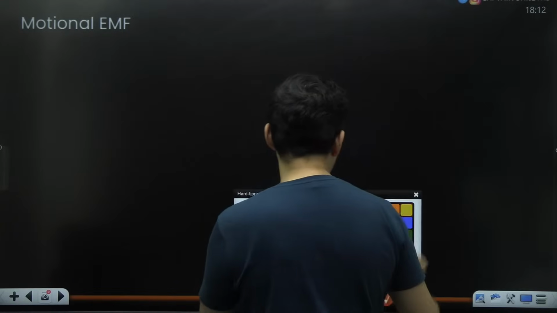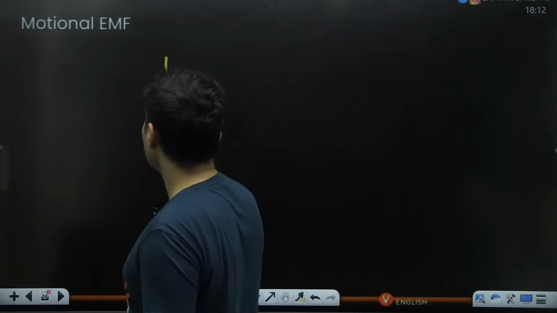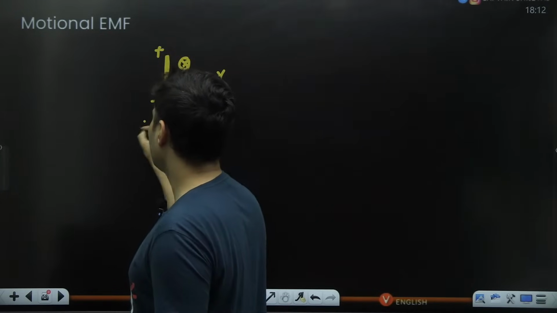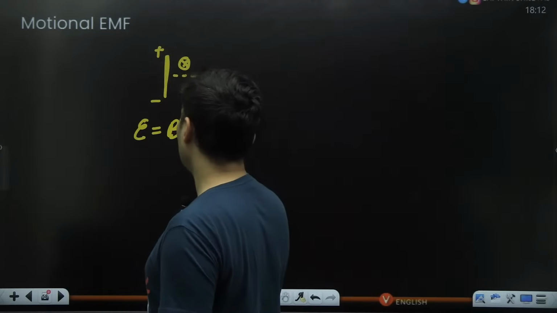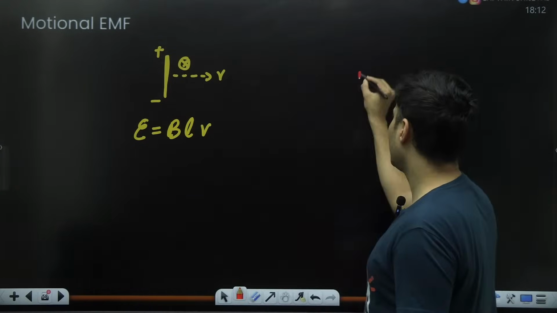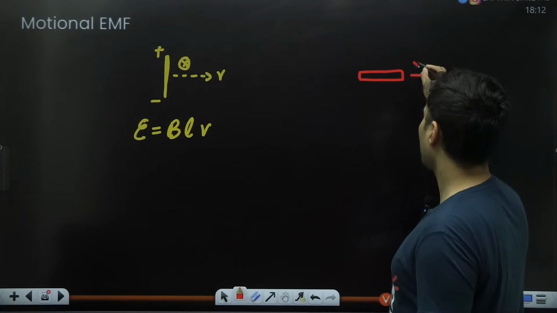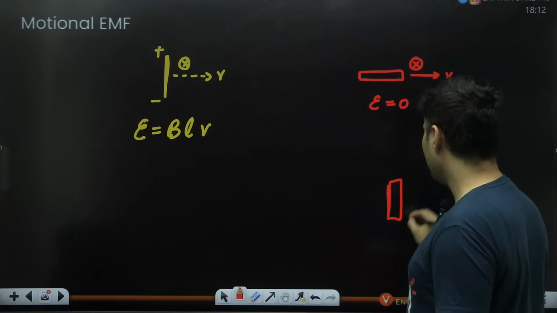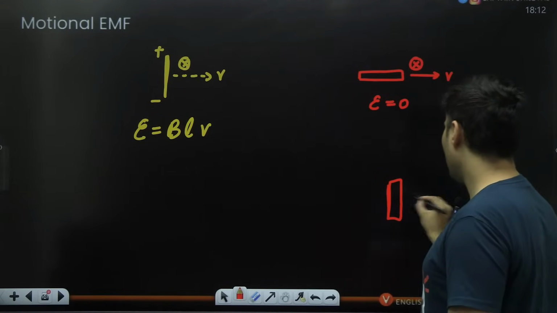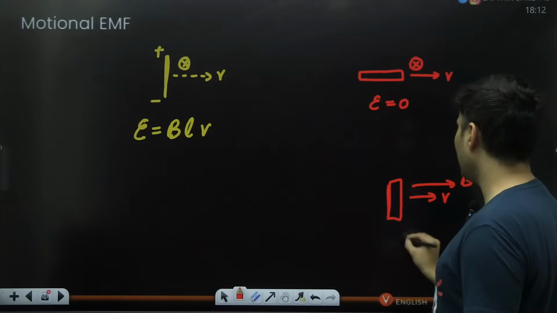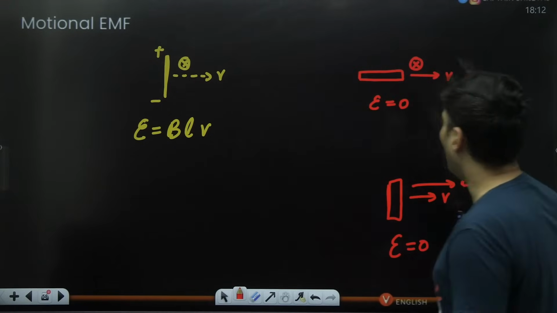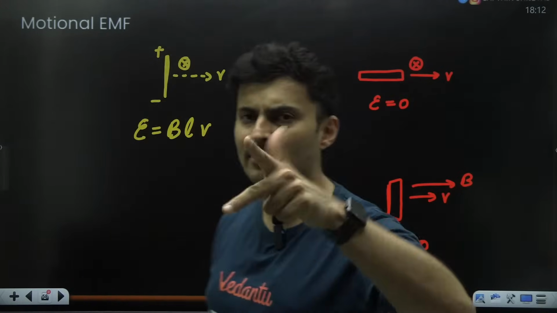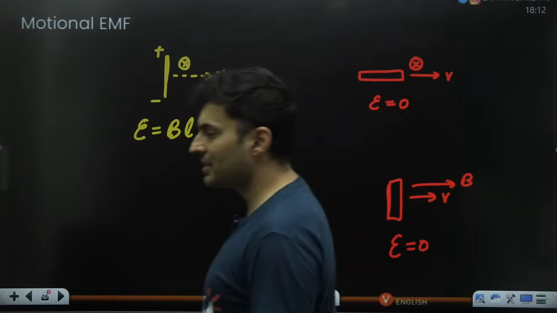Motional EMF. If you move a conductor inside a magnetic field, then you will see EMF is developed across that conductor. That motional EMF is magnetic field into length into V. But if that same conductor is held like this and moved like this inside the magnetic field, then the EMF is 0. Or even if the velocity is the same as the direction of the magnetic field, then also the EMF is 0. So all of them have to be perpendicular, the length, the velocity and the magnetic field. Only then is the EMF developed, else you will see that the EMF becomes 0.